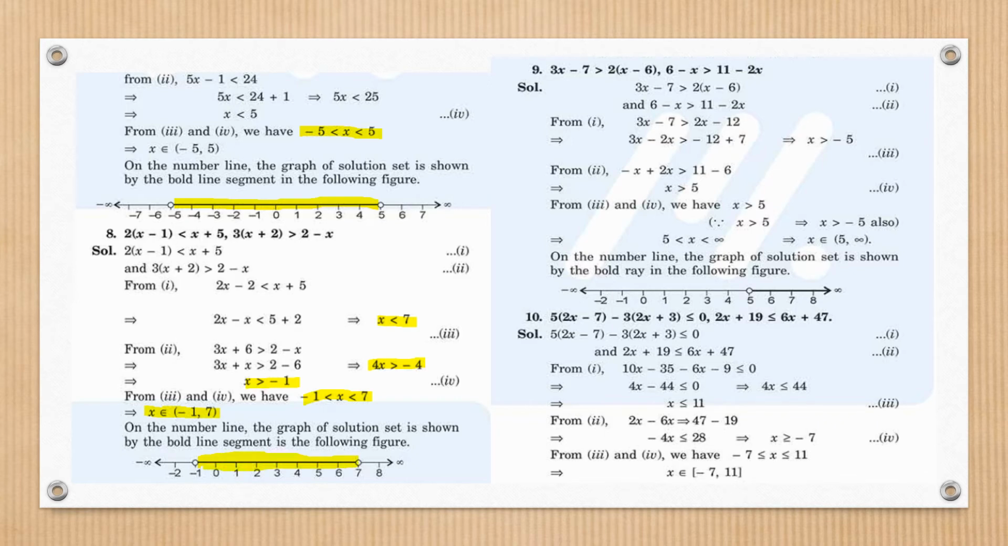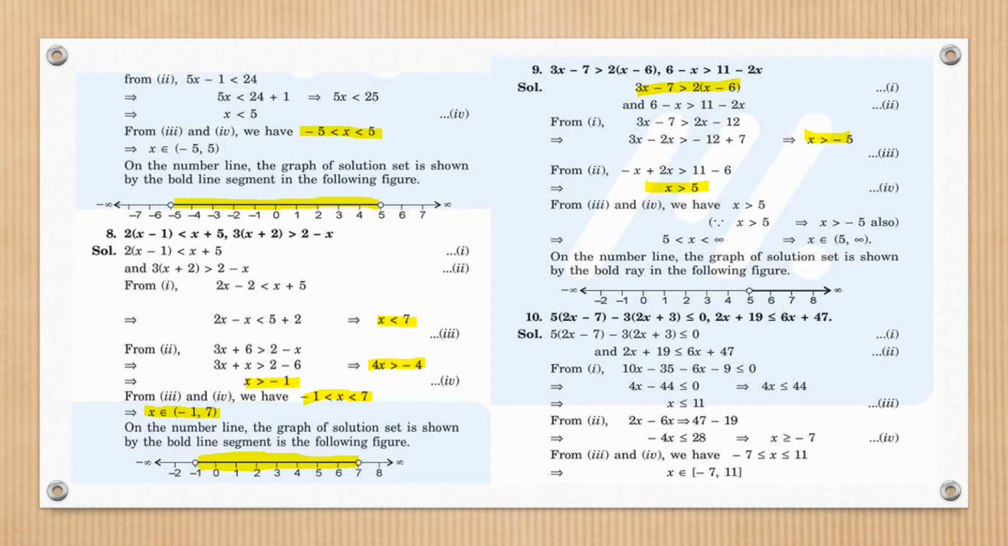Okay. Be careful to leave the hole there. The hole is to be kept aloof, the hole is not to be covered. Then 3x - 7 > 2(x - 6) and 6 - x > 11 - 2x. So first this equation will give me x > -5. The second will give me x > 5, right?